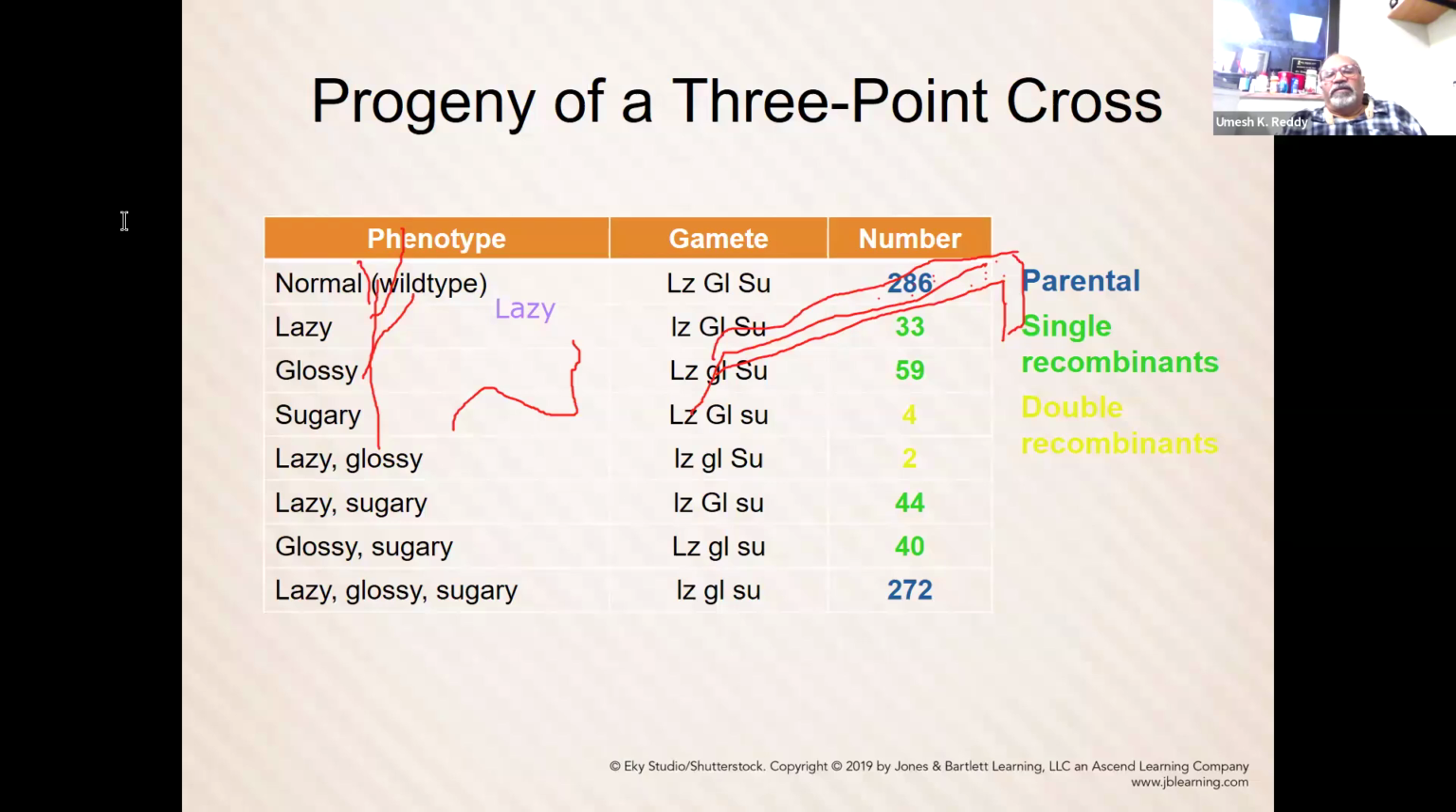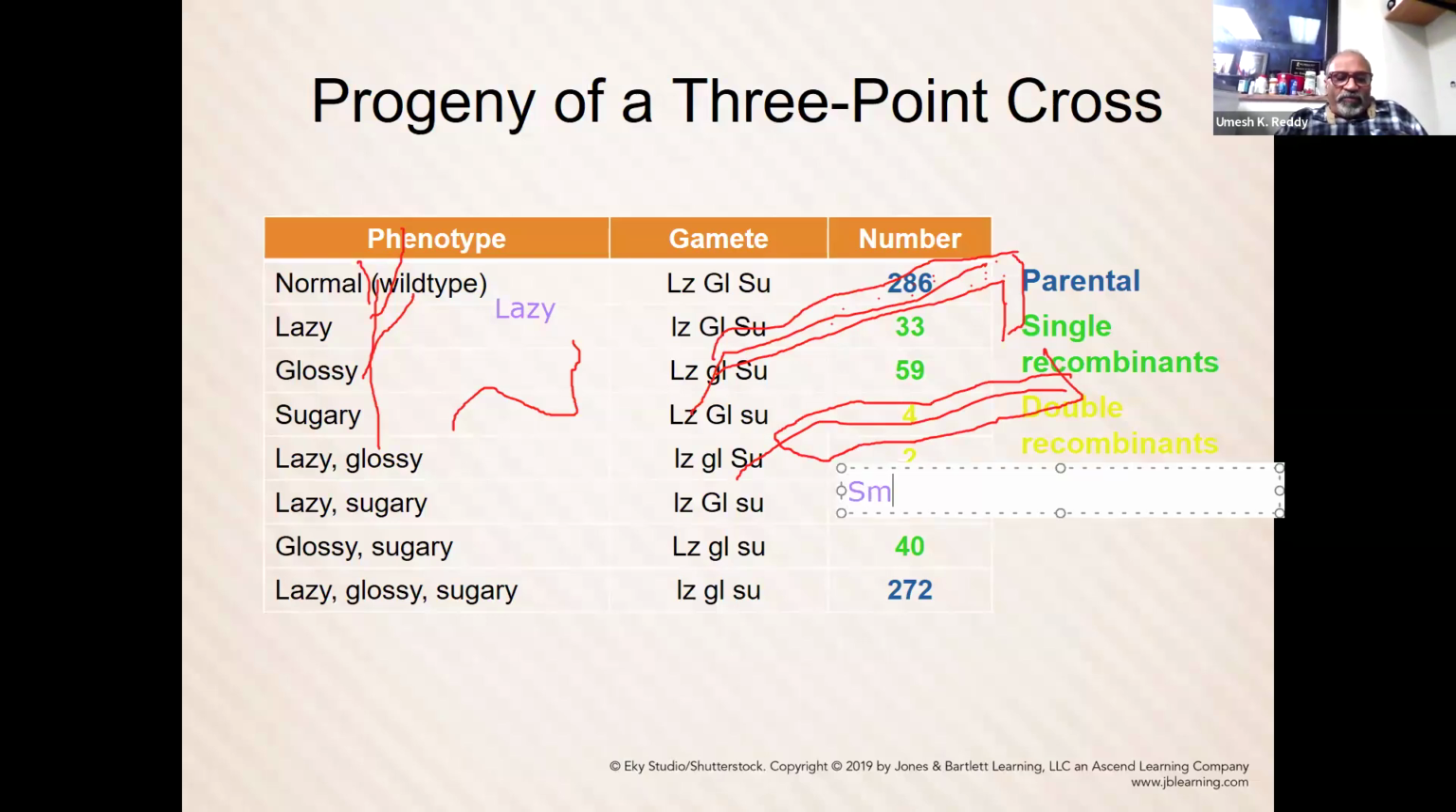This is called spiny. But the mutant plant is not spiny at all. That is completely glassy. Glassy in the sense smooth surface. Smooth or glassy.